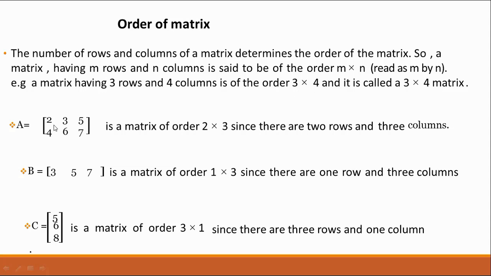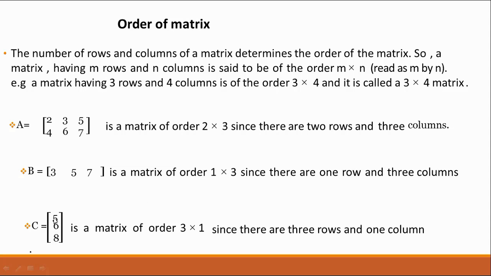Similarly, you see here some examples. In this matrix A, there are 2 rows and 3 columns. So the order of this matrix is 2 by 3. In this matrix, there is 1 row and 3 columns: first column, second column, and third column. So the order of this matrix is 1 by 3.